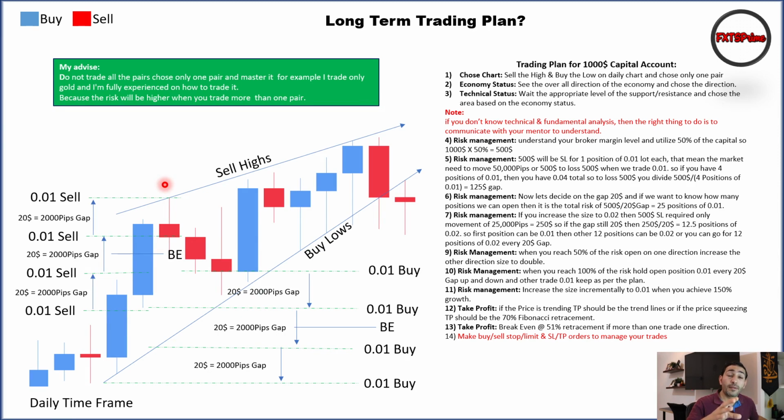The gold is important. Why? Because it is a highly volatile pair. It is moving too much, and this is what we want. We want a pair moving too much. So now I don't want to divert the topic. However, this is my advice to you.